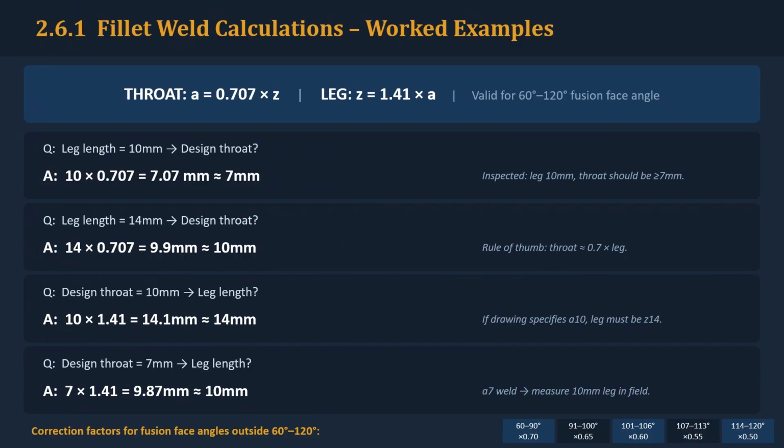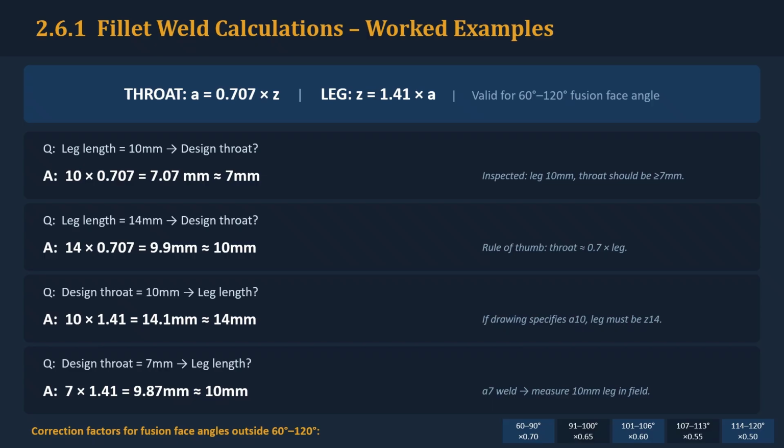Now let's apply the basic relationship to actual calculations. Remember the two equations. A equals 0.707 times Z. And Z equals 1.41 times A. Suppose the measured or specified leg length is 10 mm. Multiplying 10 by 0.707 gives approximately 7.07 mm. So the corresponding theoretical design throat is approximately 7 mm. Now consider a 14 mm leg. 14 multiplied by 0.707 gives approximately 9.9 mm, which we can reasonably associate with a 10 mm throat requirement under the applicable geometry.